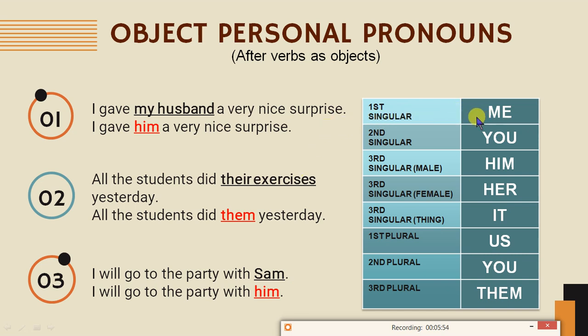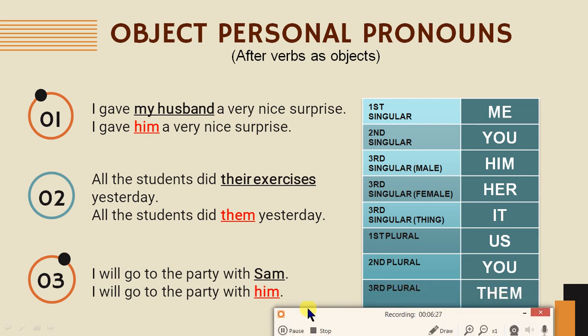We will move to the flowchart. Just see, for first singular we will use me. For second singular we will use you. For third singular male person we will use him. For third singular female we use her. And for third singular thing, or non-living things, we use it. If first plural is there, we use us. For second plural, we use you. And for third plural we use them.